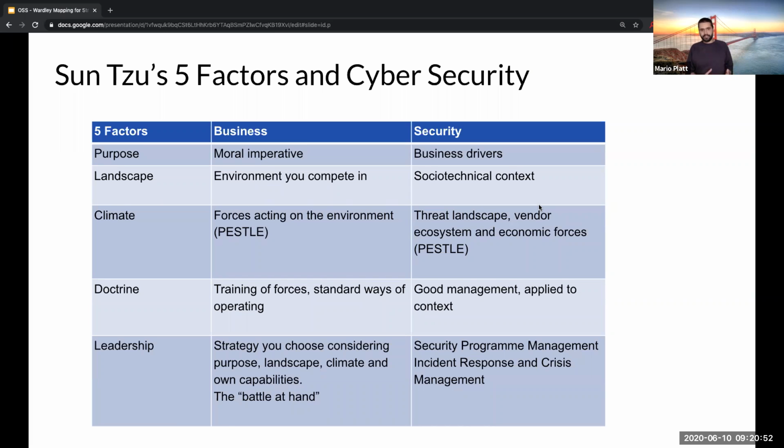The landscape in business, it's about the environment that we're competing in. So it includes the business supply chains, our staff, our competition, our customers, our value chains as well. So the way we instrument or we create our business processes, those are all parts of our landscape.